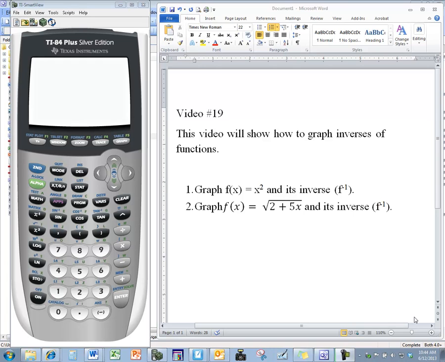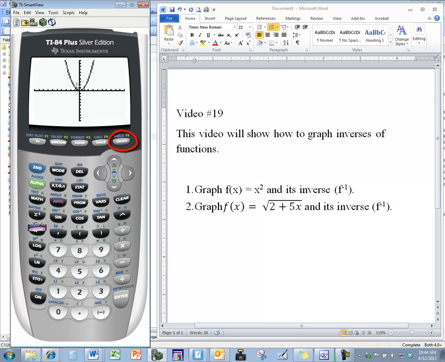In this video, we will graph two different functions and their inverses. So in our first example, we're going to graph x squared. So we select our y equals button and enter in our function x squared, and we press graph. So here's the graph of our first function, y, or f of x is equal to x squared.